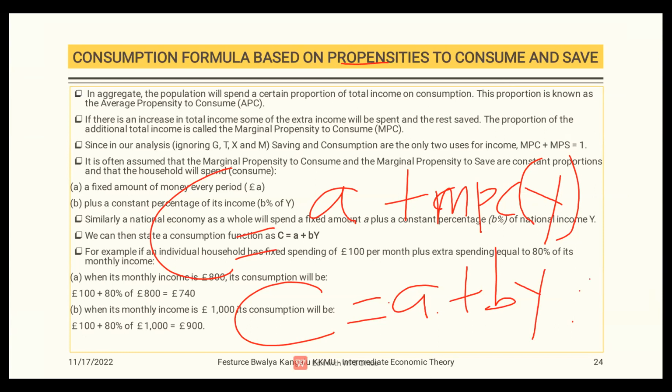So what happens is that when you are consuming, consumption is divided into two. There is autonomous consumption, and there is induced consumption. What is autonomous consumption? Autonomous consumption is the consumption that is not influenced by income.